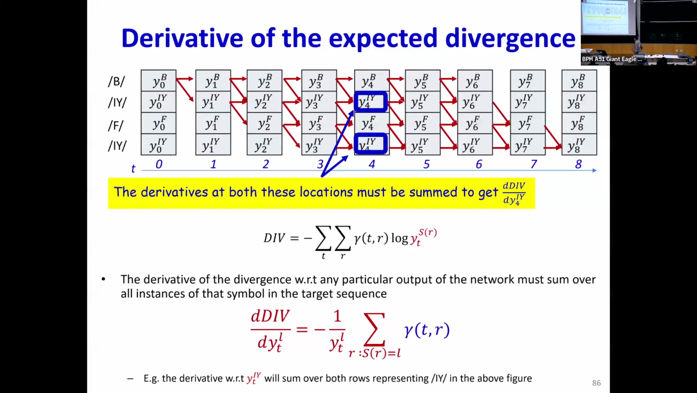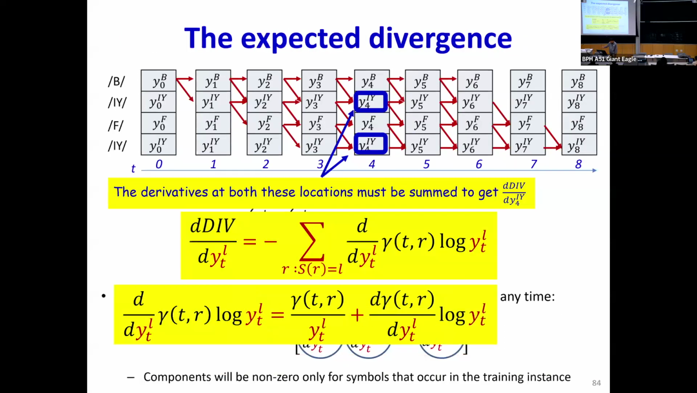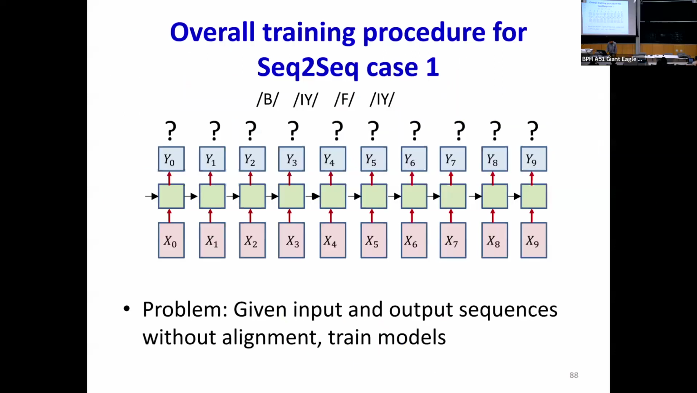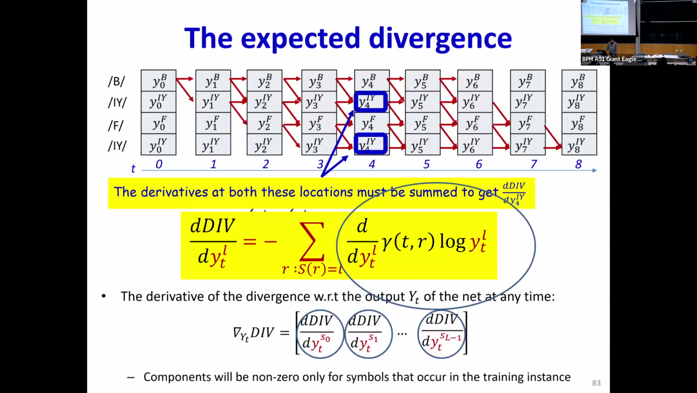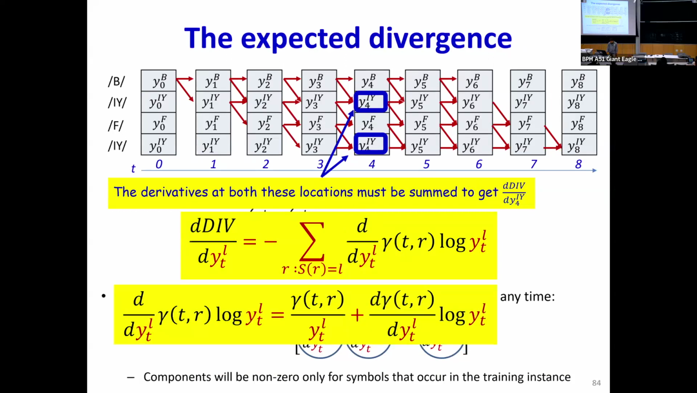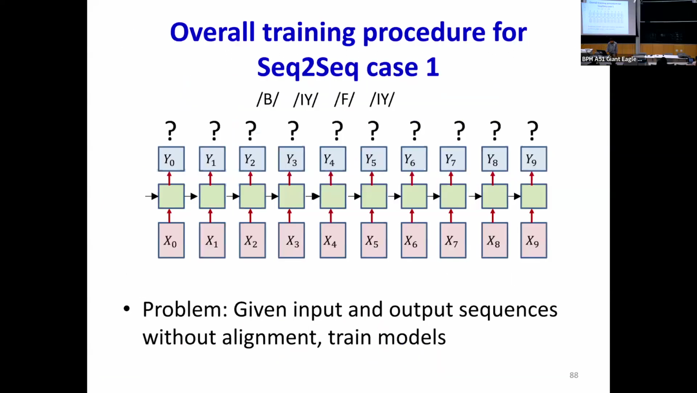And that sum, so basically minus 1 over y times the sum of gamma, because y is common to all of those. And that is the term that's actually going to appear in this derivative formula, right?